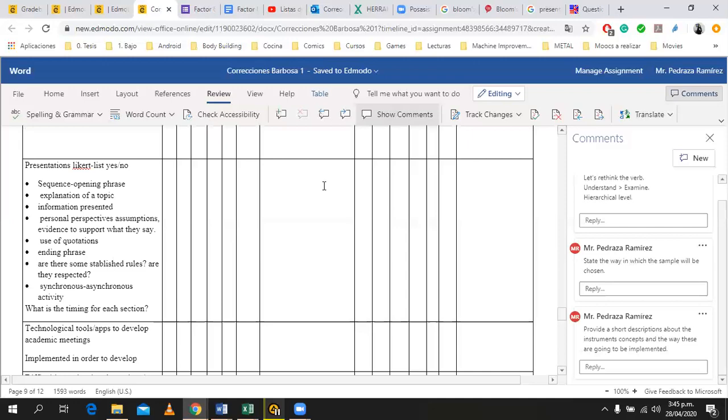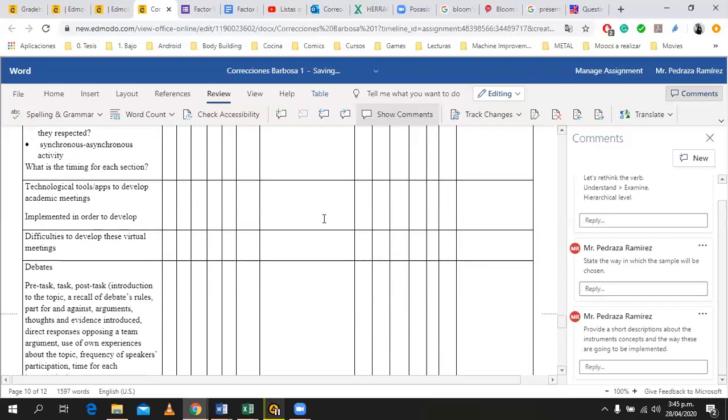Sequence of what is the timing for each question? Okay, so what kind of question and the timing? 10 minutes, 20 minutes, 5 minutes. Technological tools, apps to develop academic meetings implemented in order to develop what? The meeting, the class. I'm sorry. Okay.